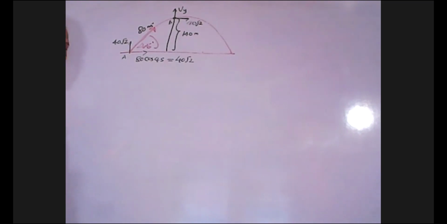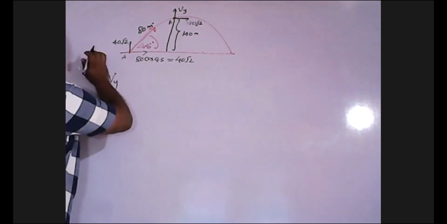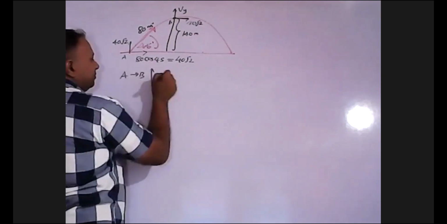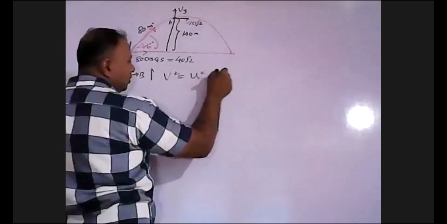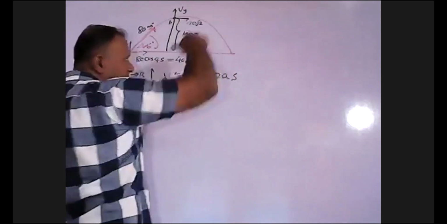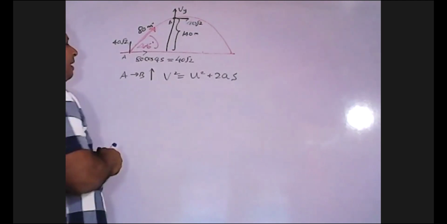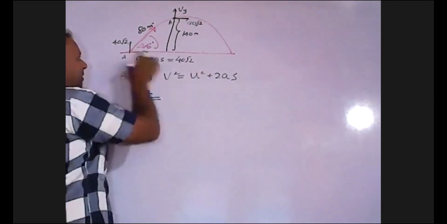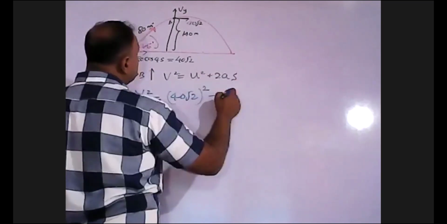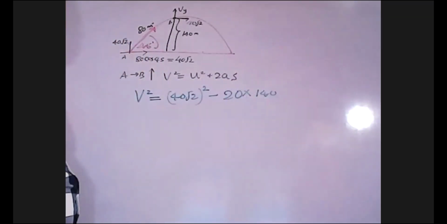Yes, v square equal u square plus 2as. From A to B, in upward direction, v square equal u square plus 2as, because I know the value of u, that is 40 root 2. I know the value of a, that is minus g. I know the value of s, that is 140. If I apply those values, v square equal 40 root 2 square minus 20 into 140. 20 means 10 times 2, 10 times 2 into 140.